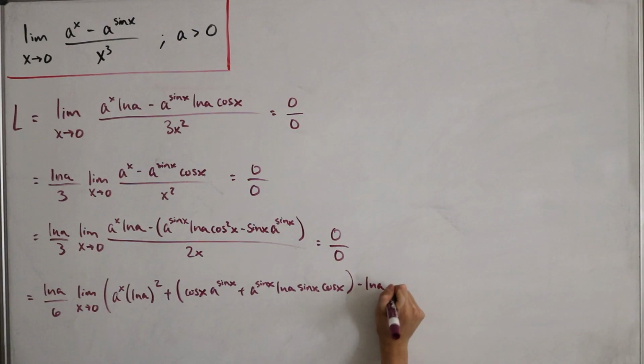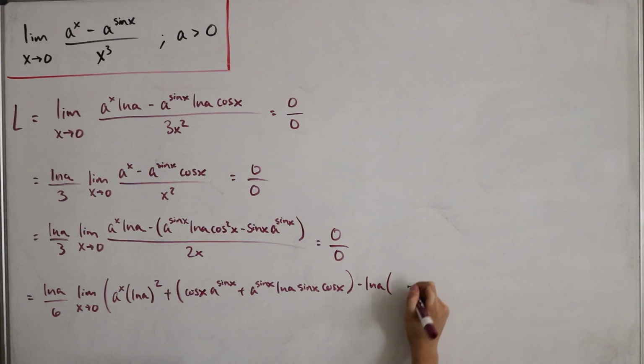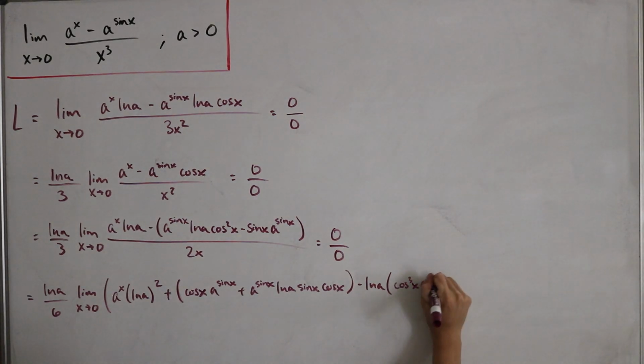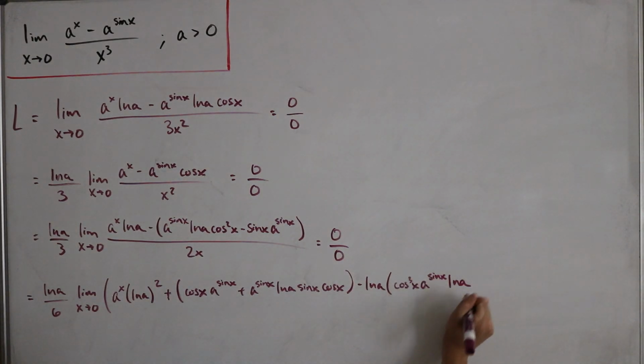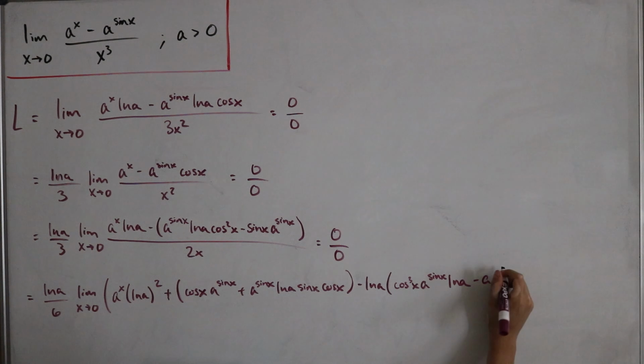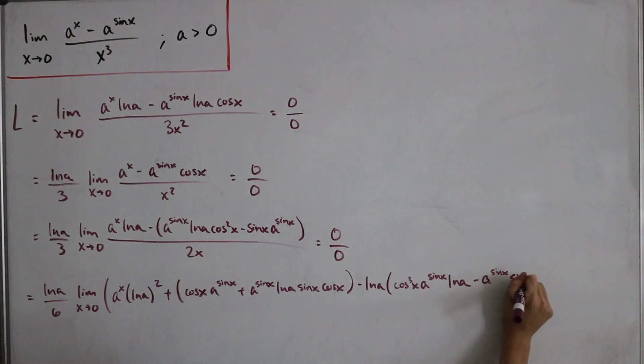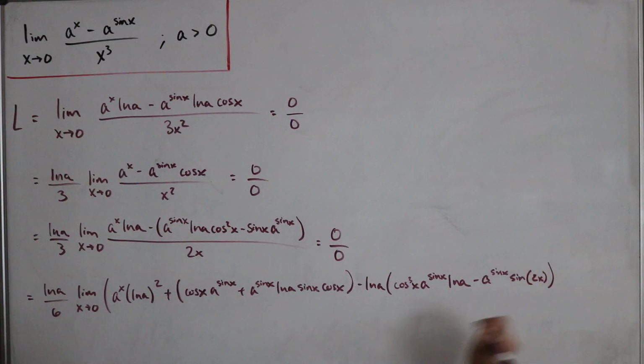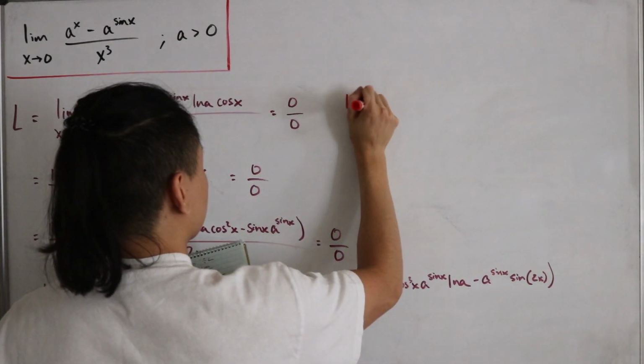And then still we have to consider the natural log, so that means now we have minus ln of a, and then multiply by cosine cube of x multiplied by a to the power sine of x times ln of a, and then subtract a to the power sine of x, and then multiply by sine of 2x, just from applying one of the identities we did earlier. Okay, so pretty much that's that long identity. So now we can simply just let x approach 0, and so by doing so, that means I have ln of a divided by 6 right here.